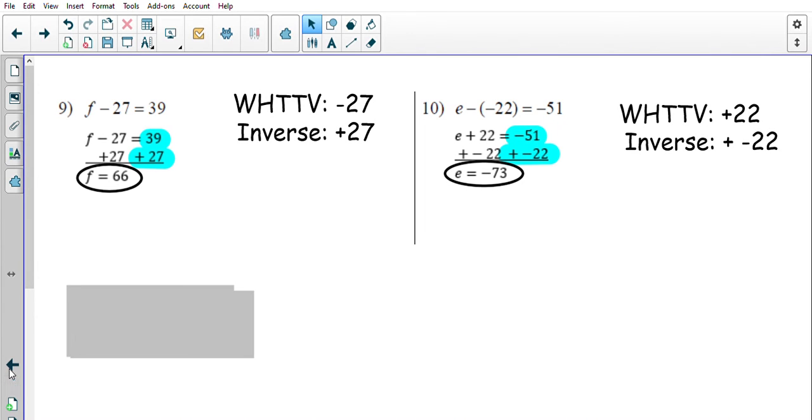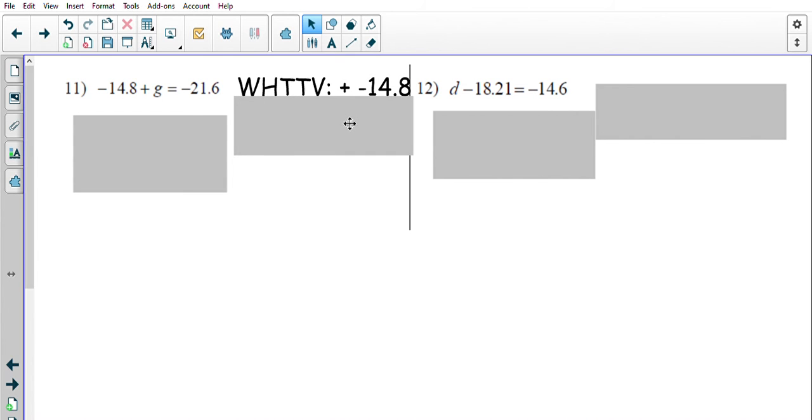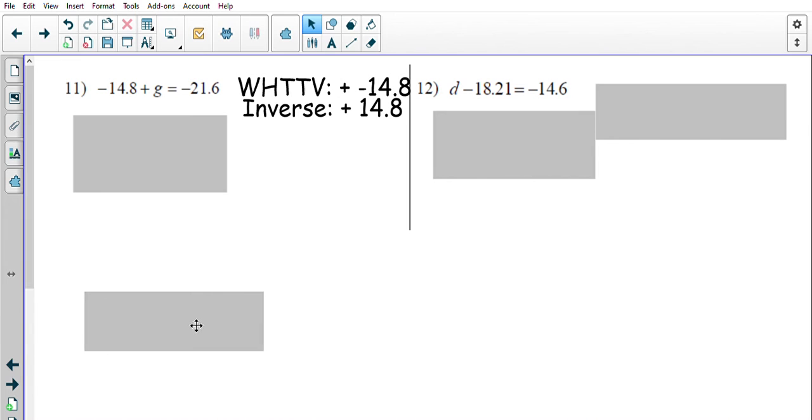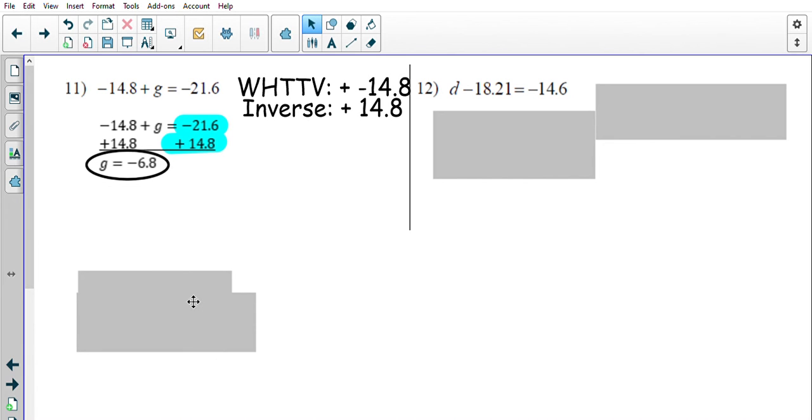All right, next two questions. Number 11, we have negative 14.8 plus g equals negative 21.6. What's happening to the variable is we're adding negative 14.8. The inverse of that is to add a positive 14.8. So we'll show that on both sides. Again, it's going to cancel out on the left-hand side where the g is. In your calculators, you're going to do negative 21.6 plus 14.8. And our solution will be g equals negative 6.8.